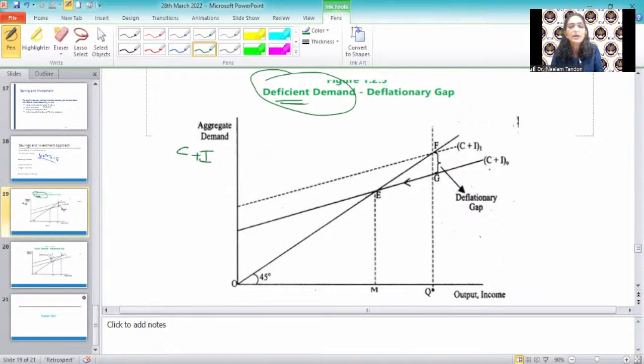C is consumption demand, I is investment demand. Okay, so this is aggregate demand. So you see here C plus I, one is with a superscript 0 and the other with 1. What it means here is that initially, and this is a new one. Okay, so let's see this one.